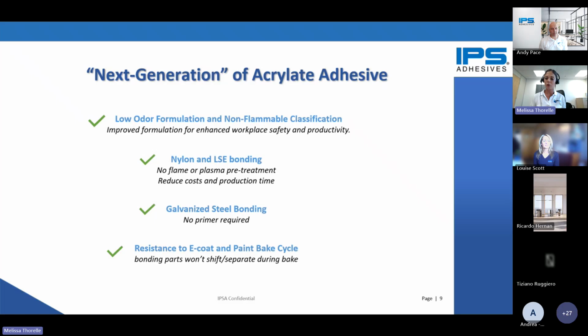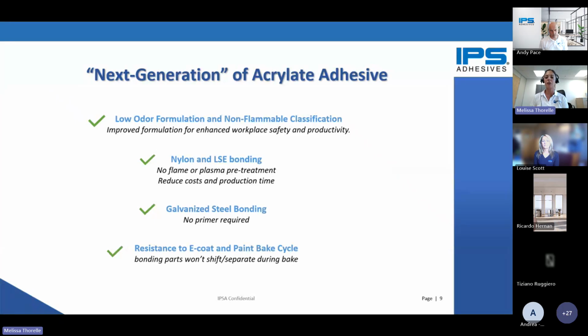But now we are also developing new MMA products, or new adhesives, that can have better temperature resistance. So for example, in our range with IPS, we have an adhesive called AG800. This material has a service temperature up to 150 and short term up to 200 degrees F. And this is made to be suitable for paint bake cycles.